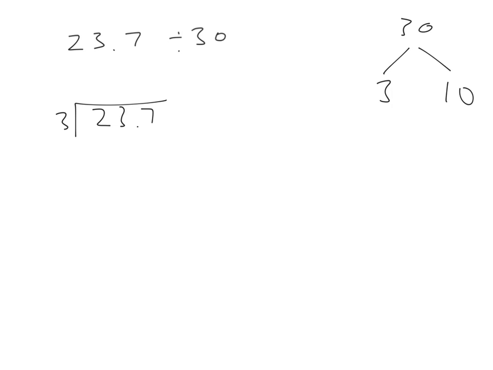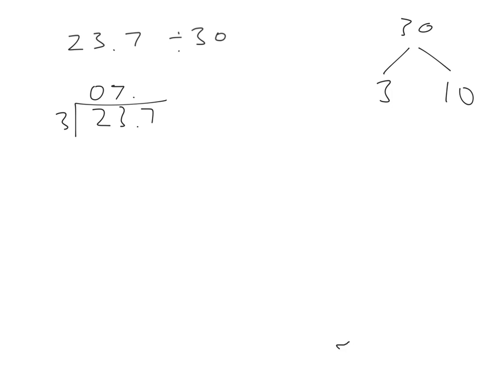So how many times does 3 go into 2? It doesn't, so we put a 0 there. I forgot to put the decimal point again. Okay, next question is how many times does 3 go into 23? And we know that 3 goes into 23 how many times? Well, 3 times 7 is 21. So 3 goes into 23 at least 7 times.